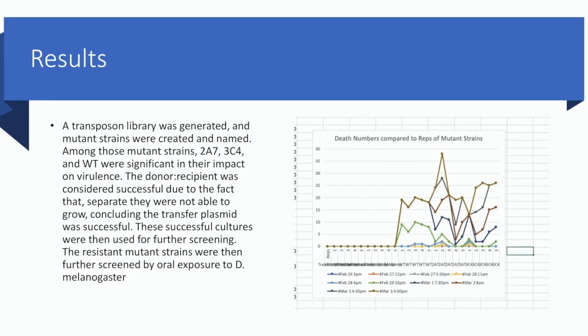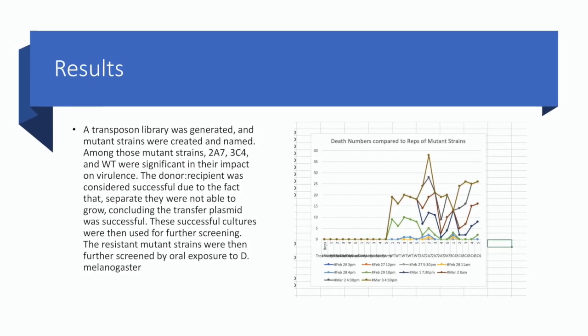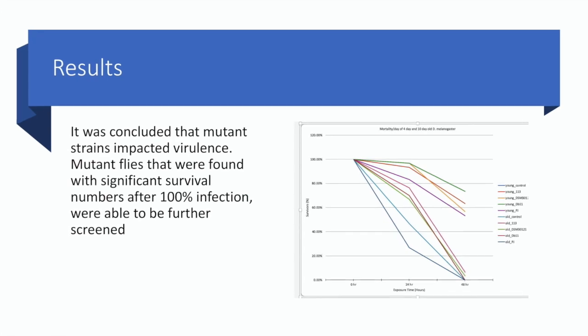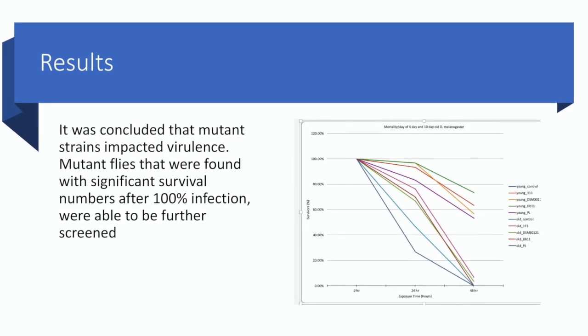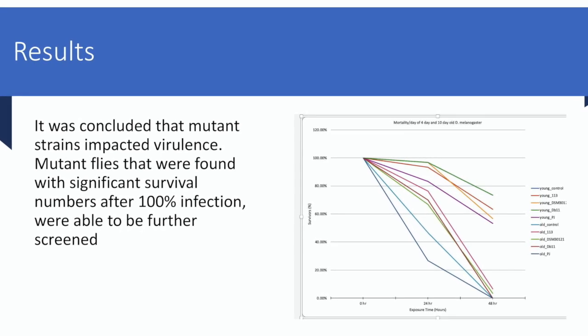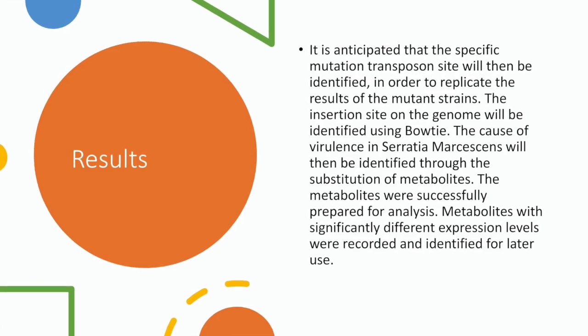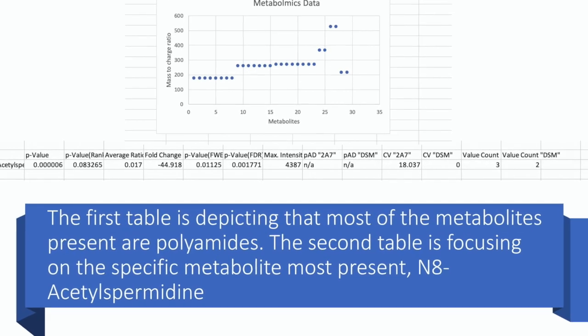I'm just going to flick through these graphs really quickly. You can see here that we are testing the death numbers of multiple mutant strains. Here we're looking at the death numbers with 100% infection rate so that we can see if we need to actually test the secondary metabolites. Here we're basically putting everything into words, and then here we're actually looking at the specific metabolite that we screened for.